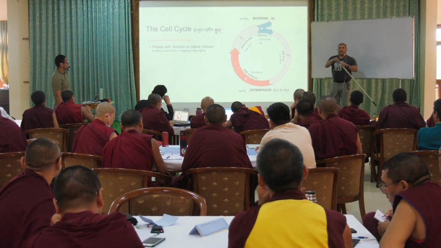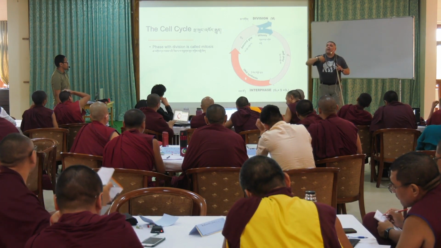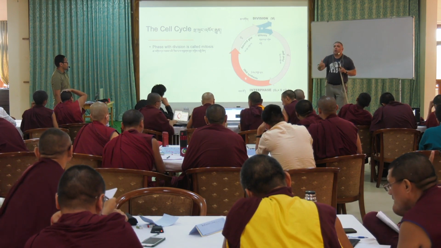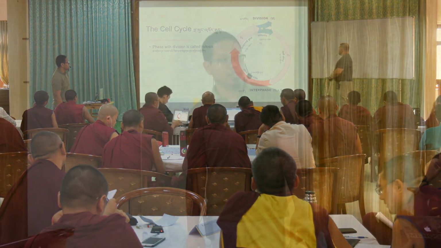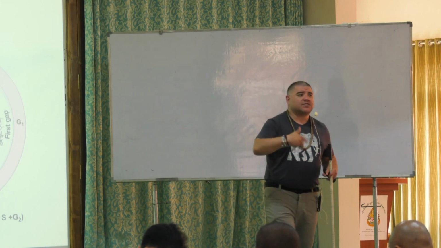Without going into too much detail, G1 is where the cell grows, it gets large because it's going to divide into two. So it has to have a replicate of all the organelles and all its nutrients. So the cell gets very large. It has two of everything. And during the S stage, we have synthesis. DNA is copied. DNA copies itself.